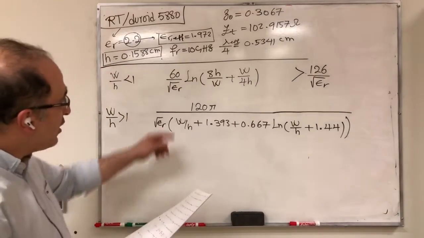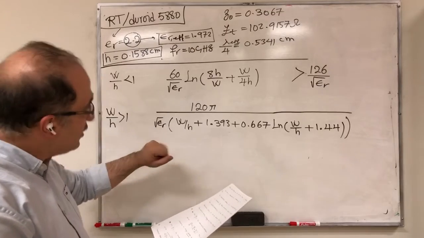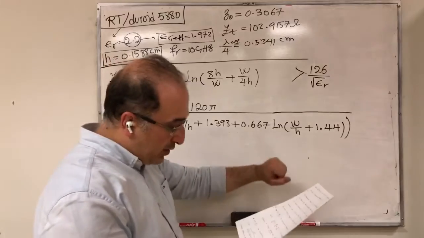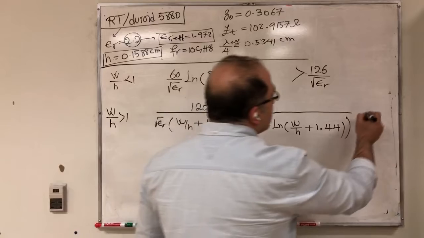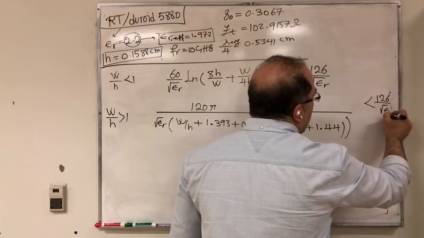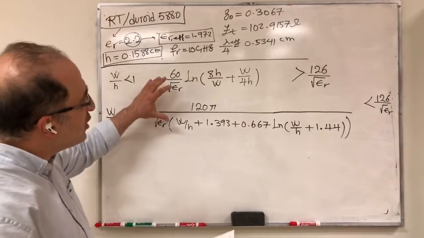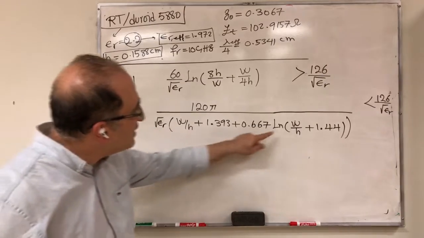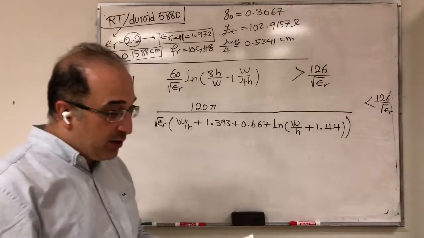So let me check: 120 pi, you have the square root of epsilon r times W/H plus 1.393 plus 0.667 ln of W/H plus 1.44. And if that happens, your characteristic impedance becomes smaller than this value. So these are essentially what we use to get the width that we want, and the width is W, of course. Now let's start with this particular problem.